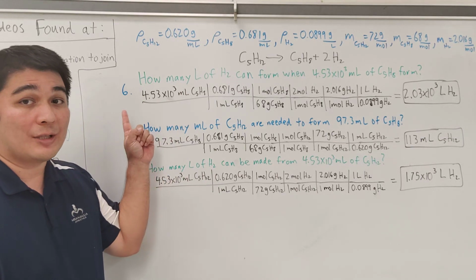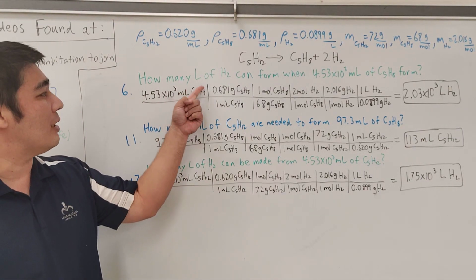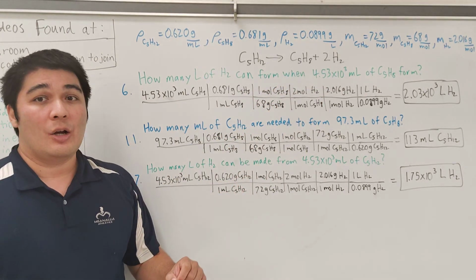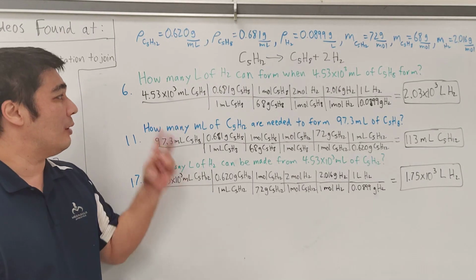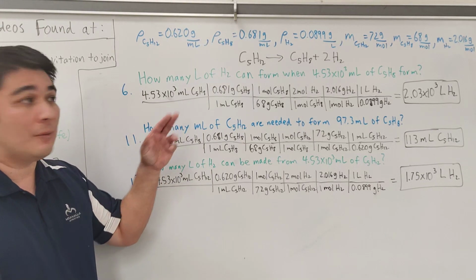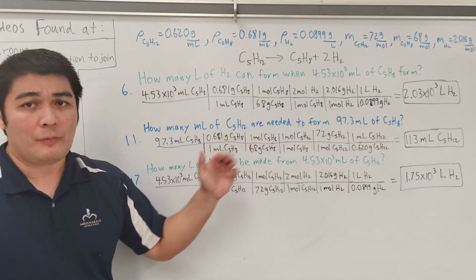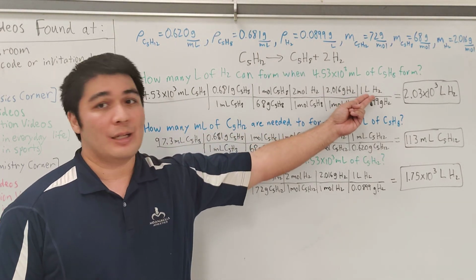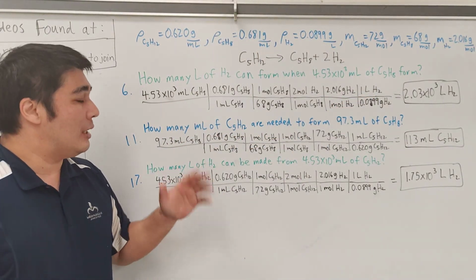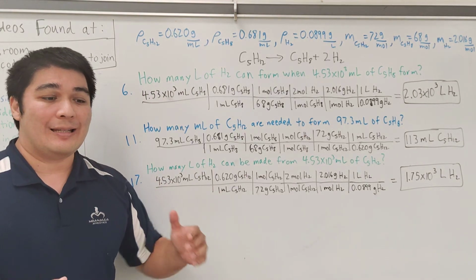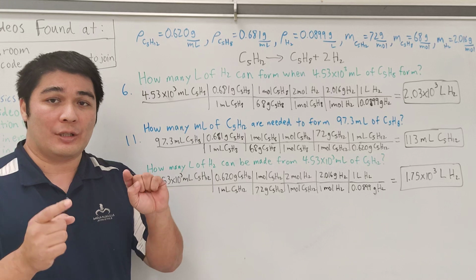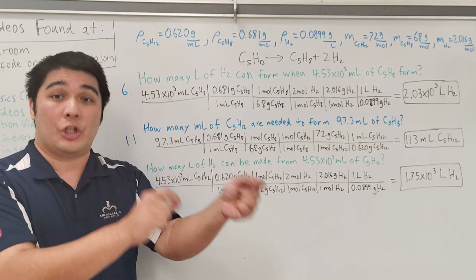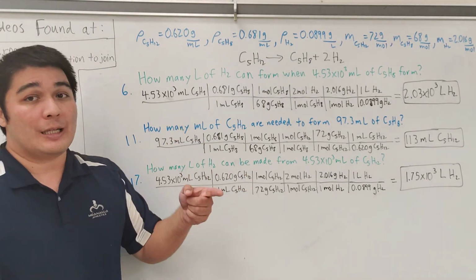So now let's go into some of the example problems in that homework assignment. We have number 6 right here, which asks how many liters of hydrogen gas can form when 4.53 times 10 to the third milliliters of C5H8 form. We start with the milliliters from the problem itself and convert from milliliters of C5H8 to liters of hydrogen gas. To do that, we need a unit that converts quickly and efficiently from C5H8 into H2 gas. That unit is going to be the mole.